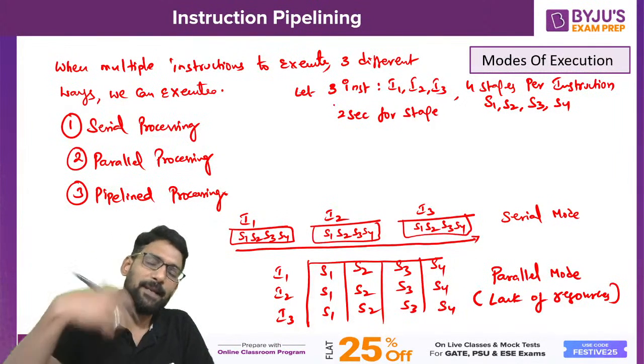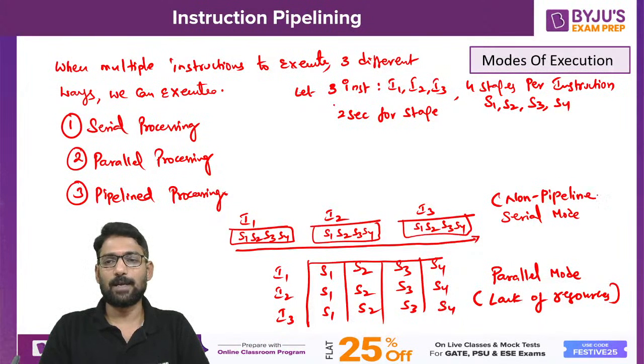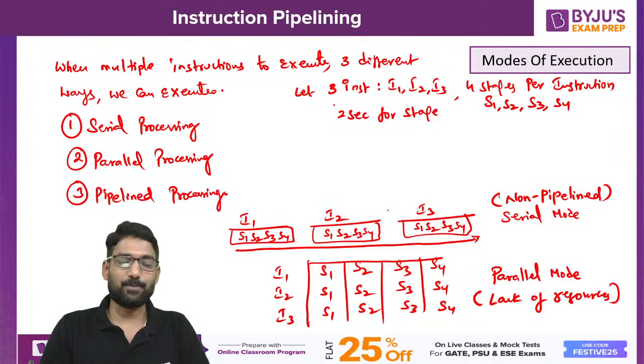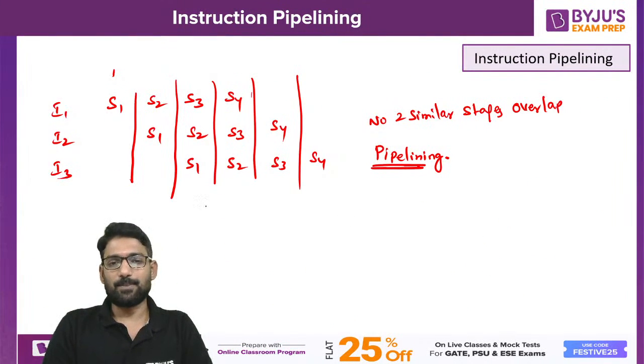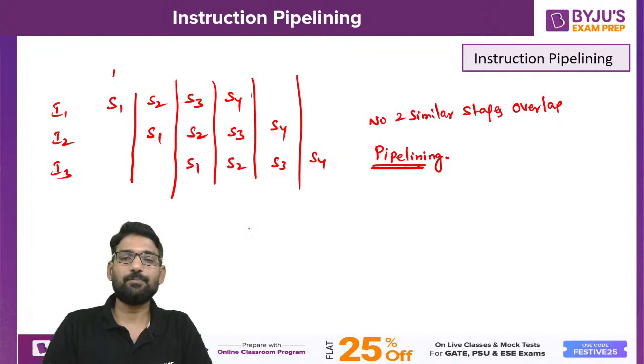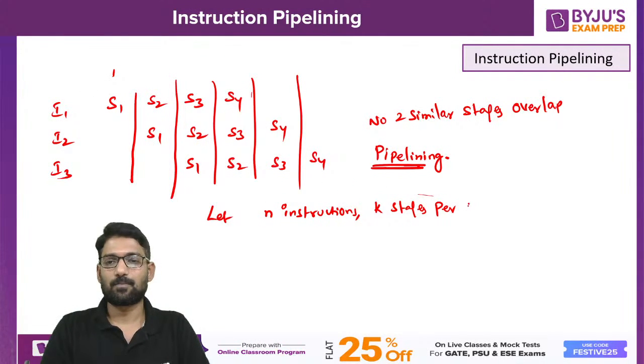Okay, and if pipeline mode is also not possible for some reason, then we go for serial. Hence serial mode we can also call non-pipelined mode. Right? Now let us suppose there are n instructions and each instruction has k stages, and each stage requires t seconds of time.